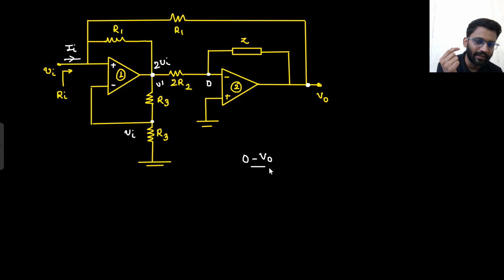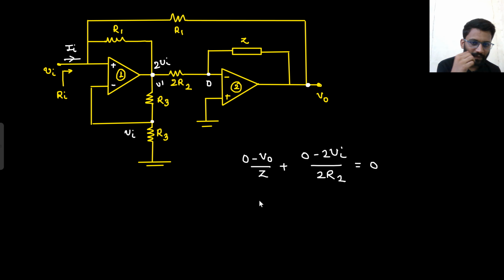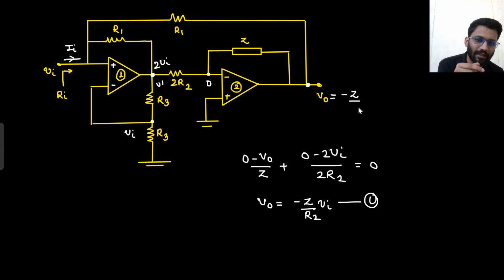0 minus V node by Z plus 0 minus 2V in by 2R2 is equal to 0. So V naught is equal to, 2 and 2 are getting cancelled, minus Z by R2 into V in. This is your V naught. This you can call equation 1, minus Z by R2 into V in.